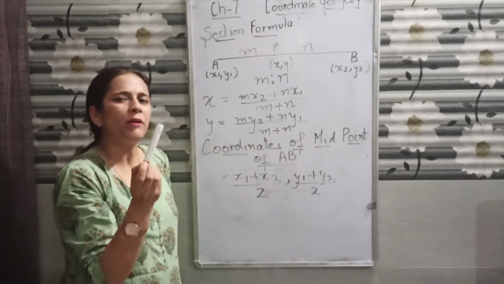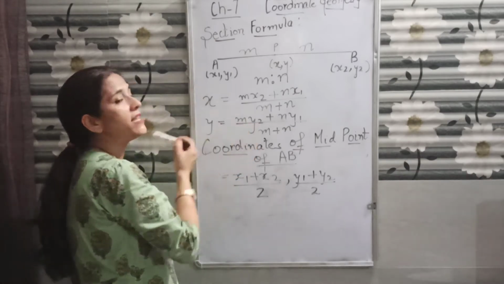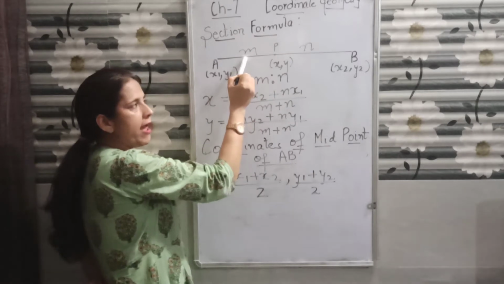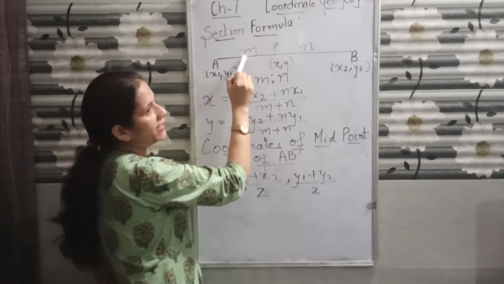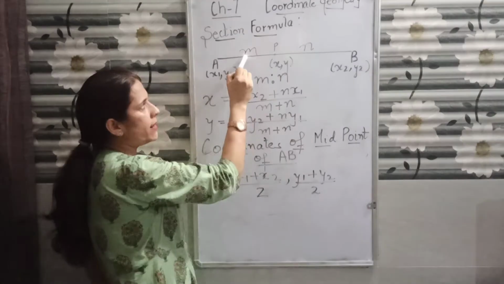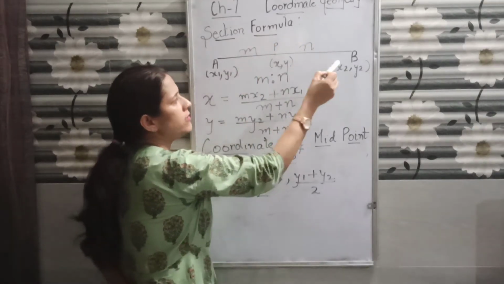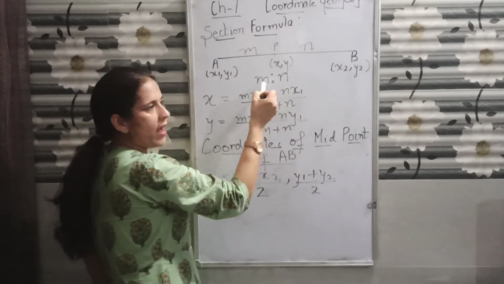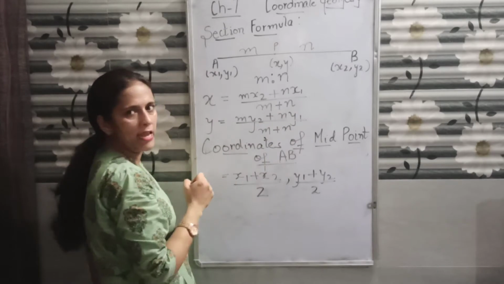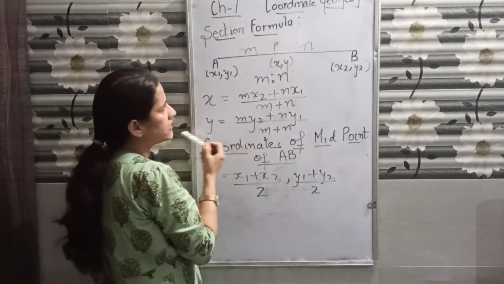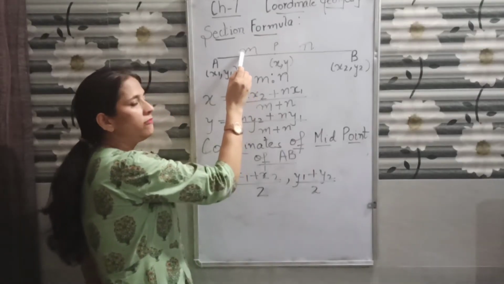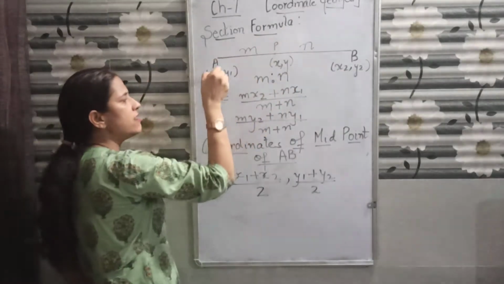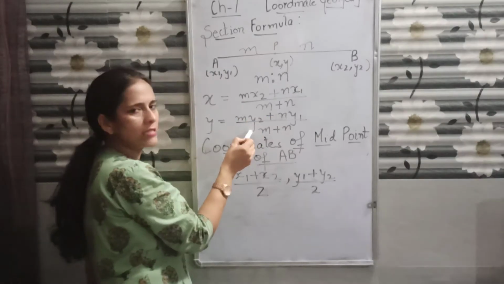Now I am telling you a simple trick for how you can learn it very easily. So this is m. If you have to find x, this is m. M will be multiplied with the number that is far away from it. So m will multiply with x2. So m x2 plus n x1 upon you will have to add the ratio, that is m plus n. Then comes y. In a similar manner, m will be multiplied with the coordinate of y that is far away from it, m y2 plus n y1 upon m plus n.